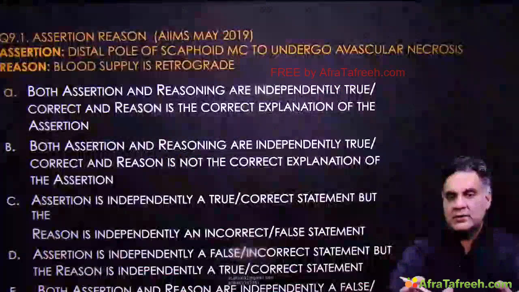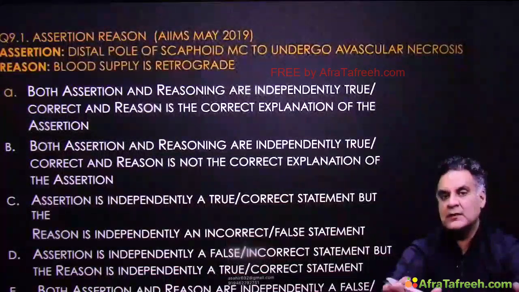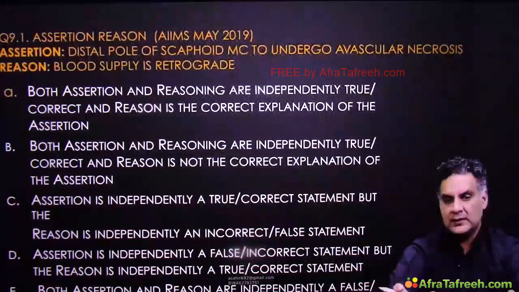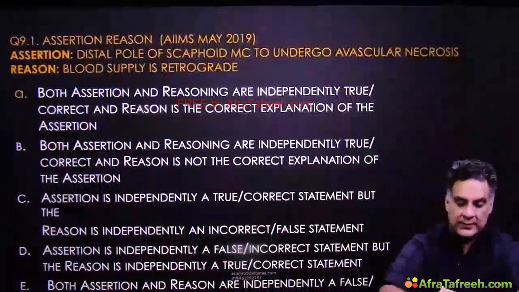Questions. Question number 1. Distal pole of scaphoid is most common to go AVN. Wrong. Blood supply is retrograde. True. So assertion is wrong. Reason is true. D.